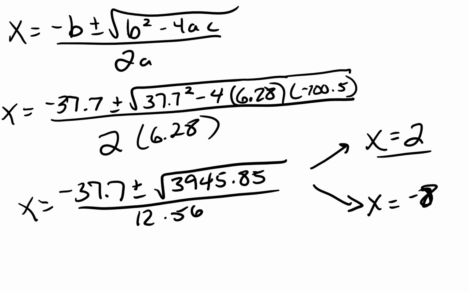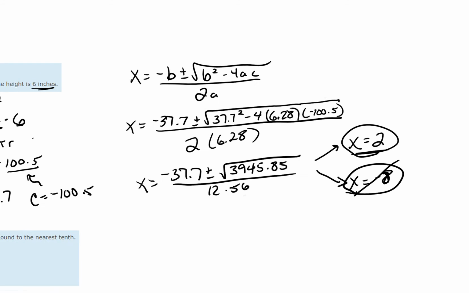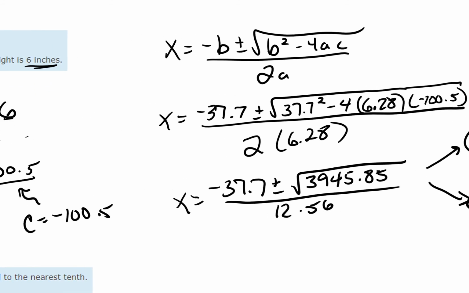Now, because we're talking about a radius, it is impossible to have a radius that has a measure of negative 8. So the only one we would keep there is 2. So our radius on this problem is 2.